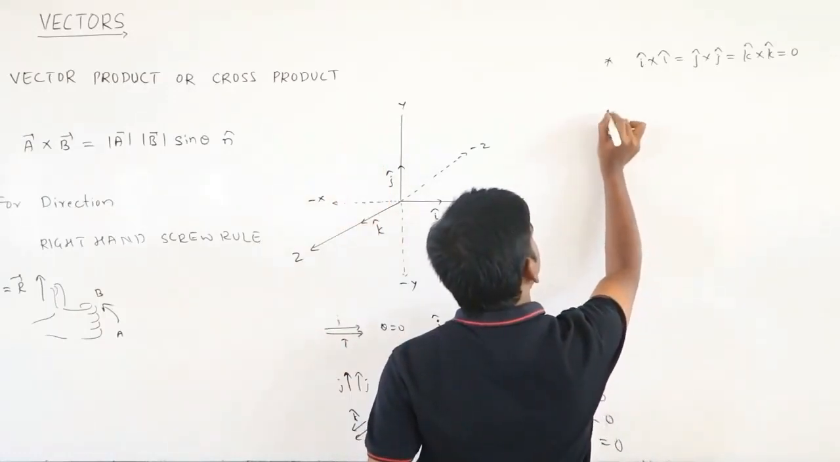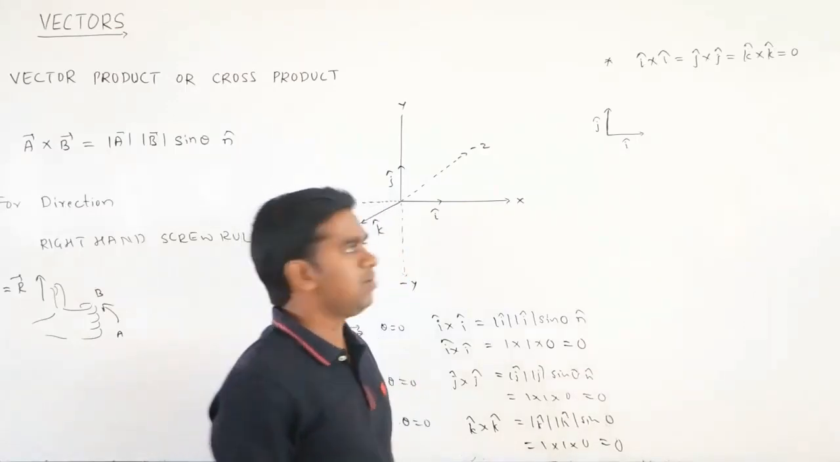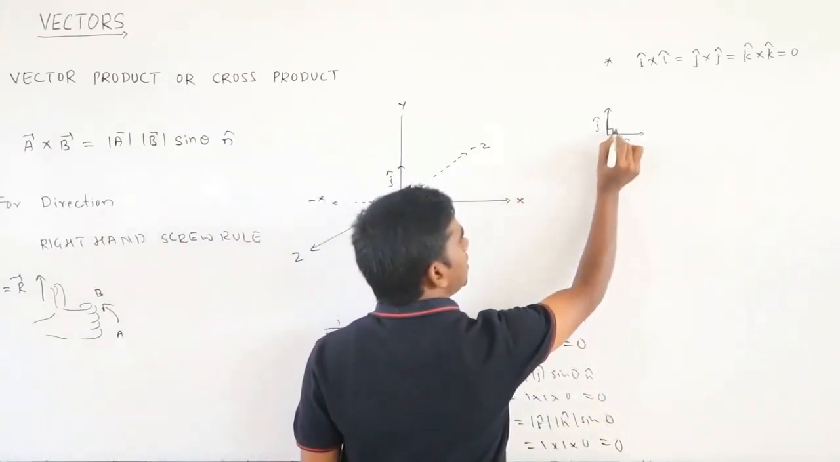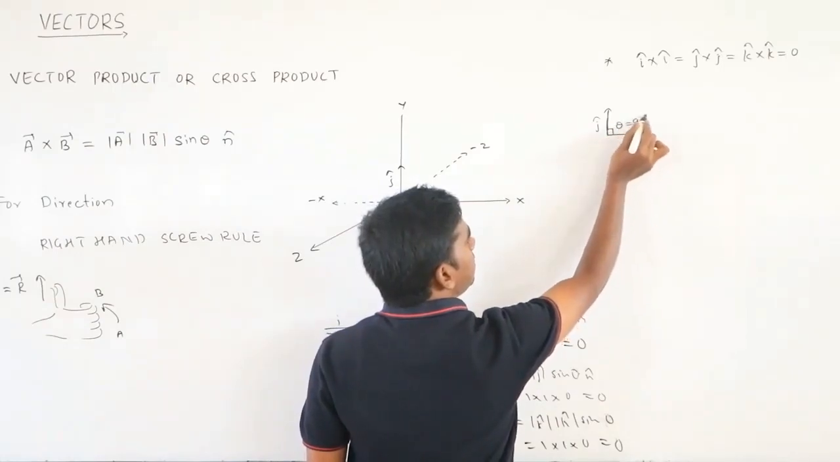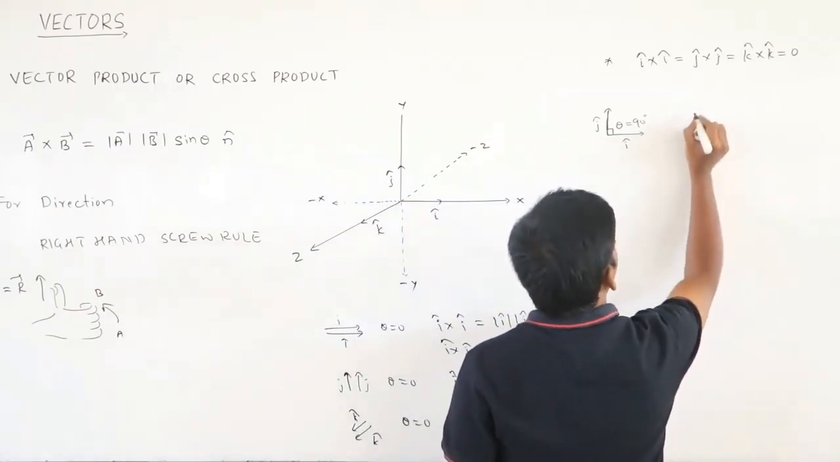So this is going to be j cap, i cap, j cap. Now what is the angle between them? They are at right angles to each other, so theta is going to be 90 degrees. Now you can find A cross B.